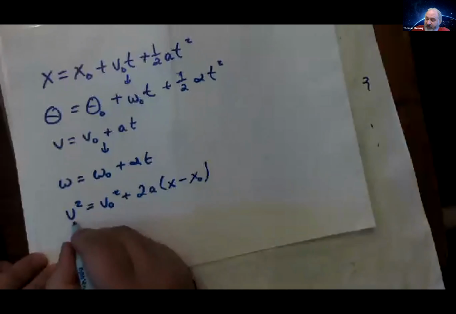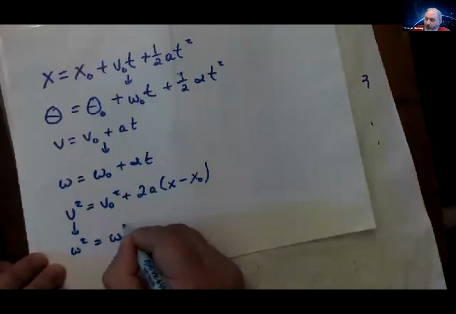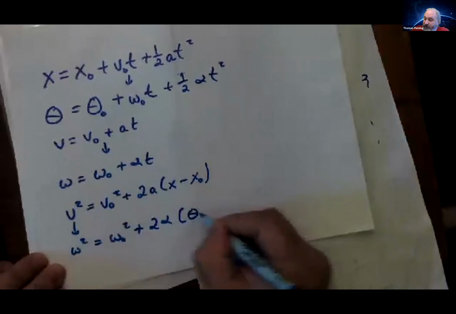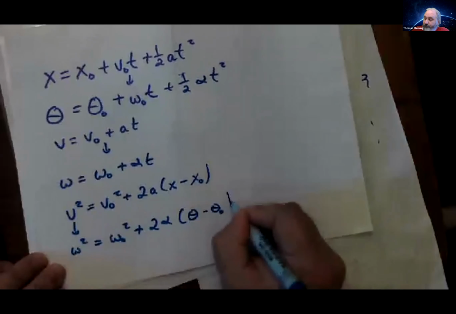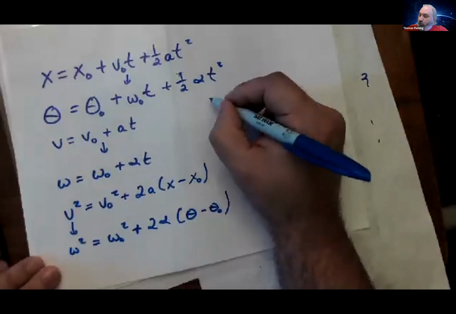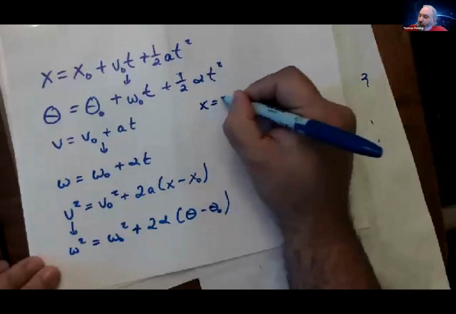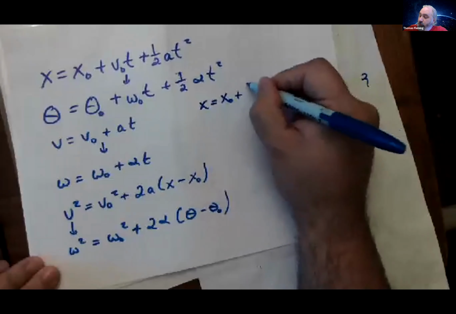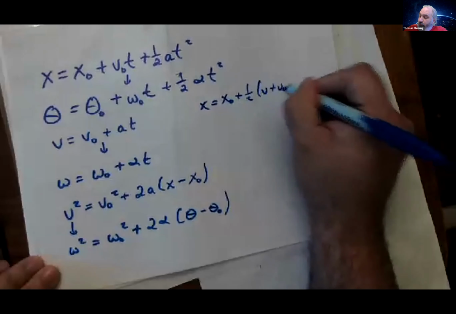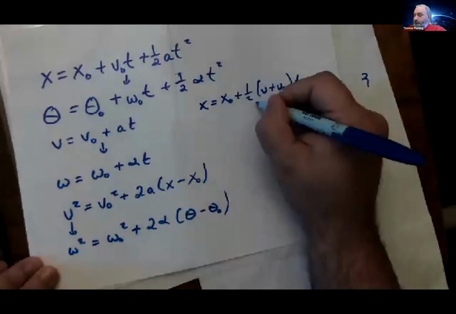Again, I can replace that. Omega final squared equals omega initial squared plus 2 alpha times theta final minus theta initial. And of course, the last one we had in chapter 4 was the useless equation, x final equals x initial plus 1/2 v final plus v initial times t. I found that to be the least useful of the 4.